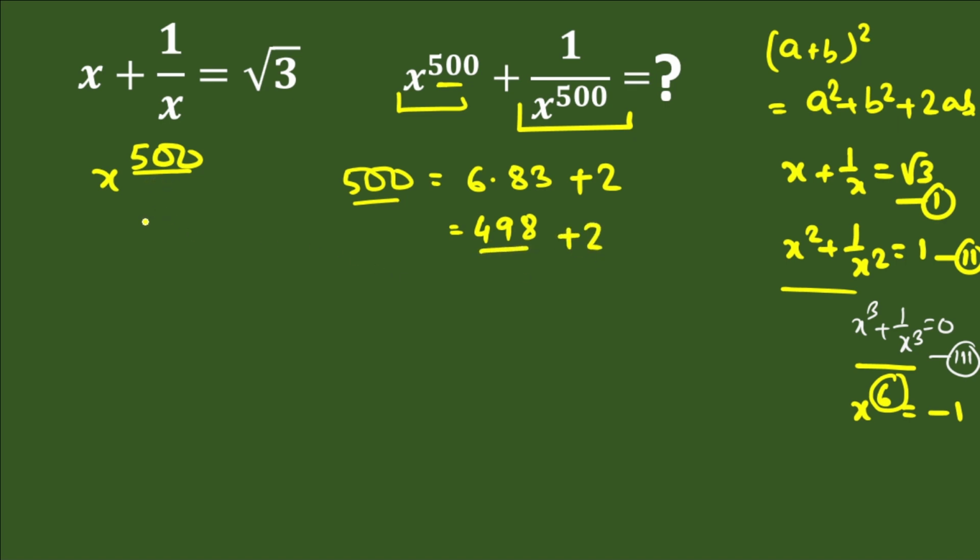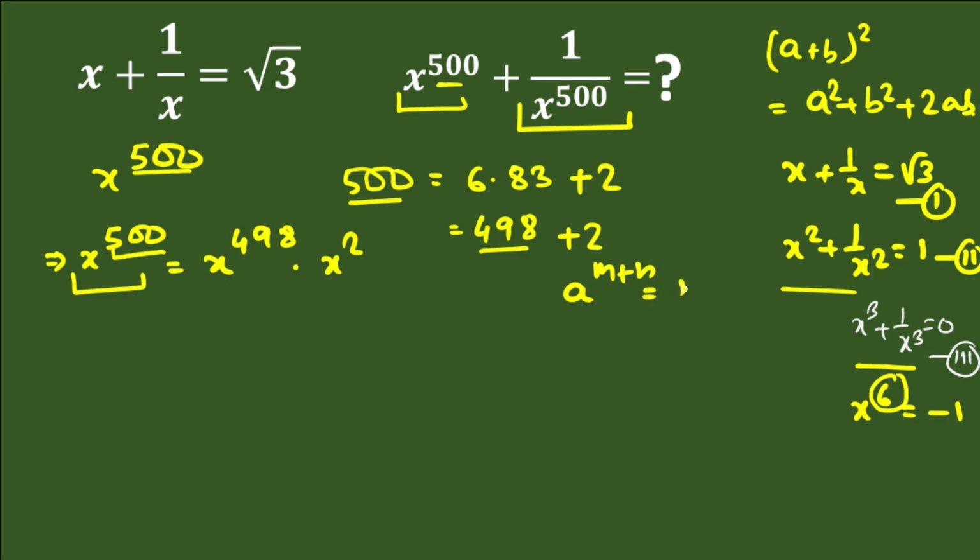So we'll split 500 in terms of 498 plus 2. Now it is in the form of power, so we can write x raised to the power 500 as x raised to the power 498 multiplied by x square. It is in the form of a powered by m plus n, and we can write it as a powered by m multiplied by a powered by n. Here we have split the power values.